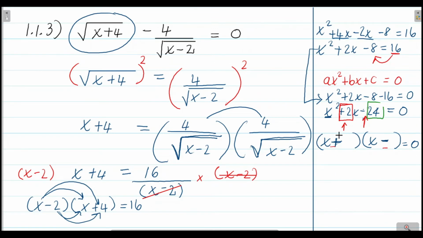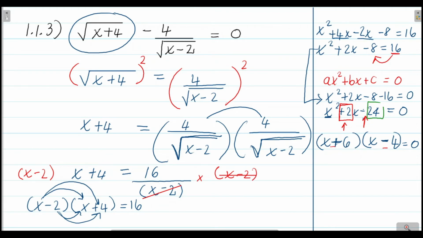Okay, it's 6 and 4: positive 6 and negative 4. We can check. Positive 6 multiplied by negative 4 gives you negative 24, and positive 6 minus 4 gives you 2. So we've found those two values that, if you multiply them, give you negative 24, and if you add them together, give you positive 2. We've now factorized this algebraic equation.